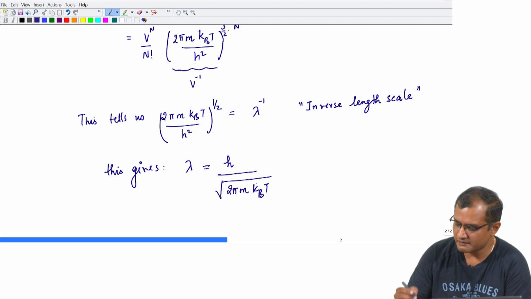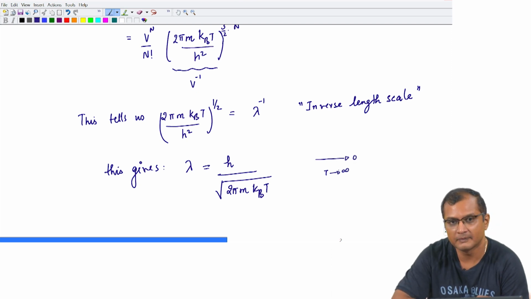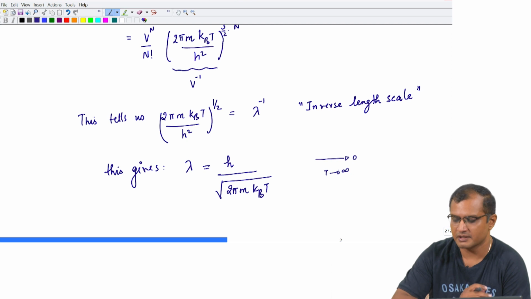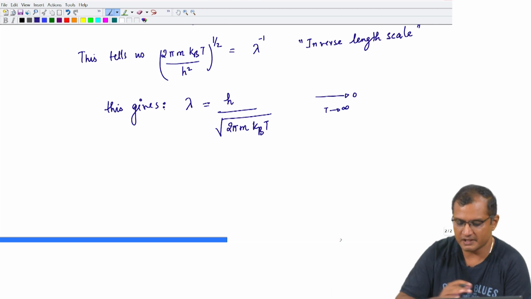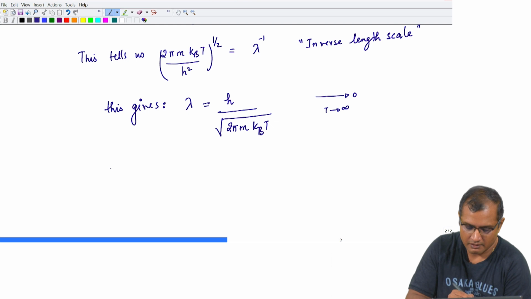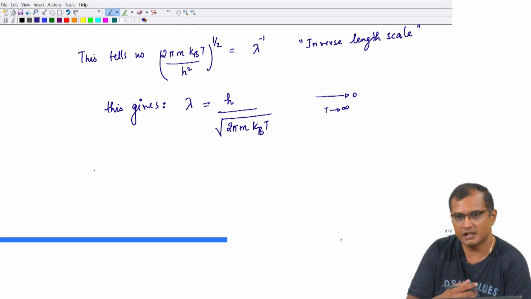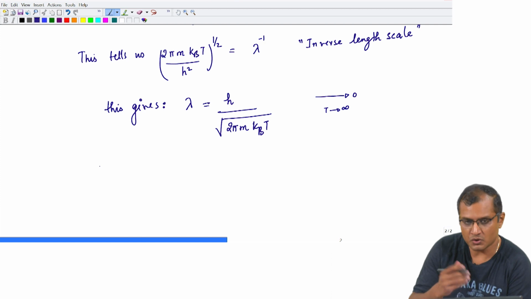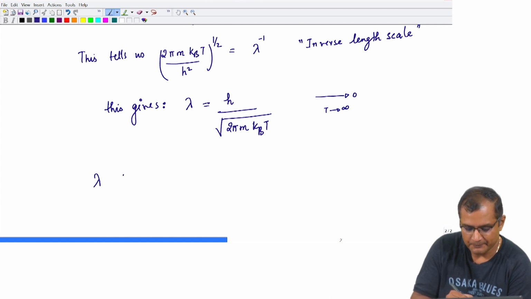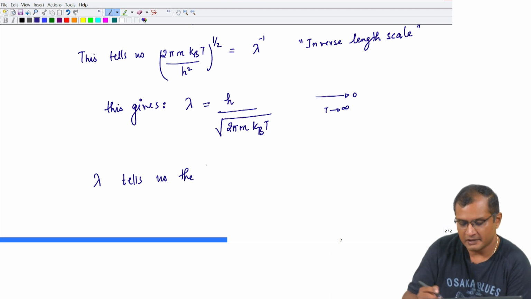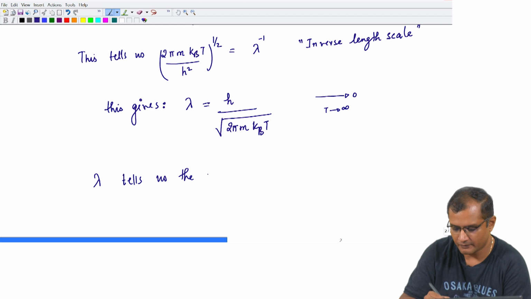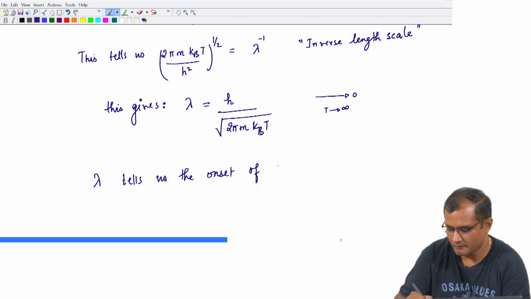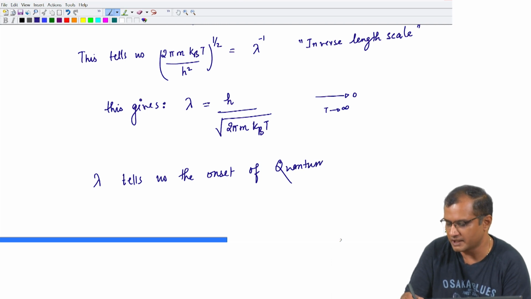Now, this length scale very clearly goes to 0 as the temperature goes to infinity, and this length scale becomes larger and larger as the temperature goes to 0. So, this is a very important length scale which goes by the name of the de Broglie thermal wavelength. It sort of manifests the onset of quantum mechanics at low temperature. So, one has to associate lambda with the question: at what temperatures does one have to consider quantum mechanical effects?